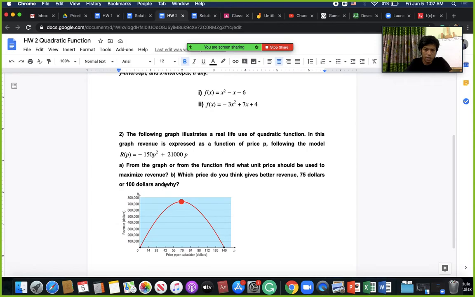And the second question is from real life application. We have to find out where the maximum is. We have to locate the maximum revenue point and then the maximum price. So this is the task to do.